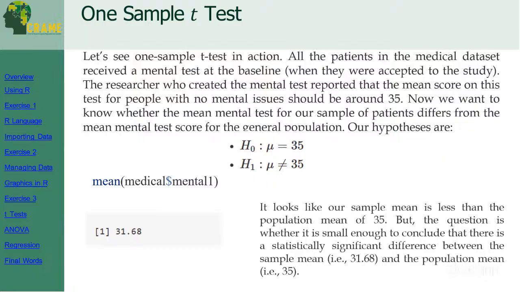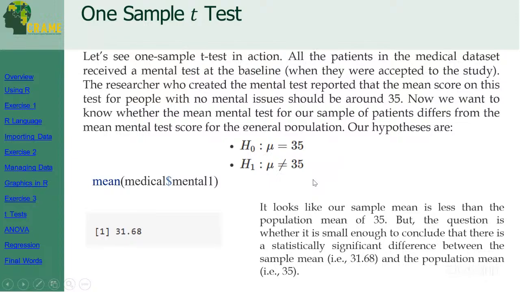Now we want to know whether the mean mental test for our sample of patients differs from the mental test score for the general population. So mental score 35, whether it is true for the general population or only for the population which we have taken, the data which we have taken. So mu is equal to 35 as a null hypothesis, alternate mu is not equal to 35. Let us see the average of the mental score. So we have put this into R, mean of medical dollar mental one, 31.68. So 31.6 is the actual value.